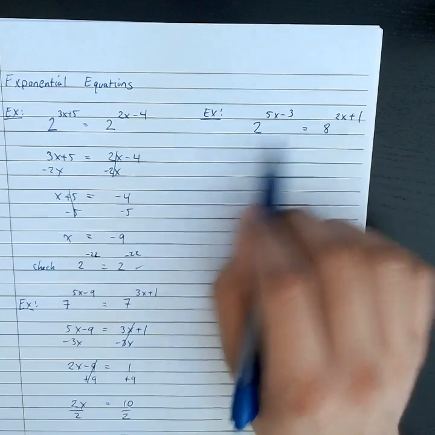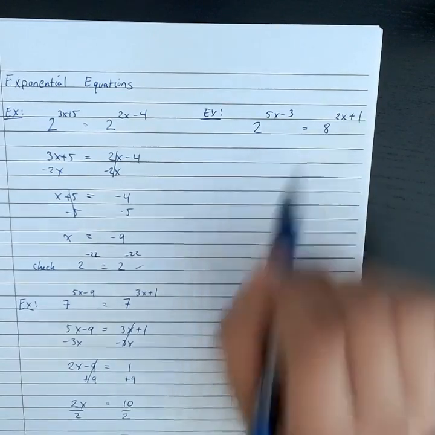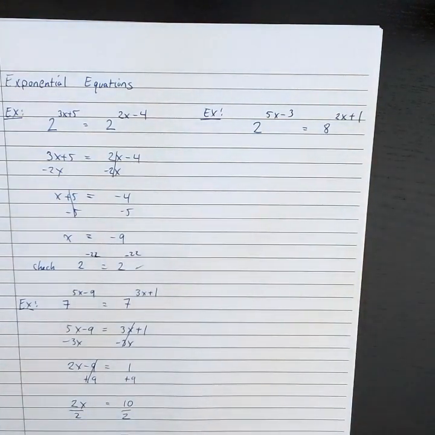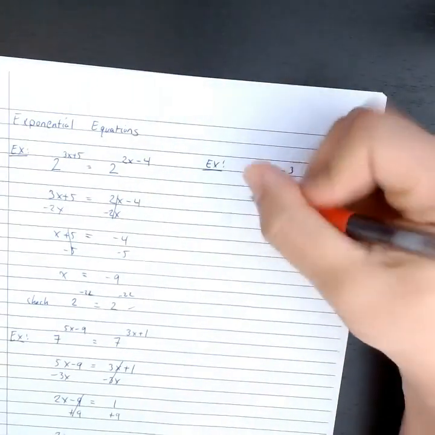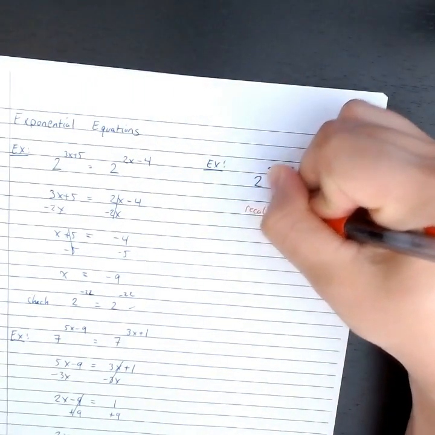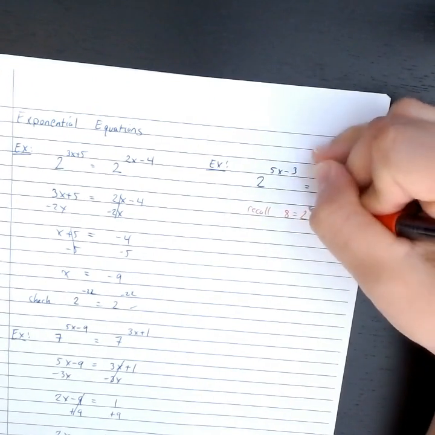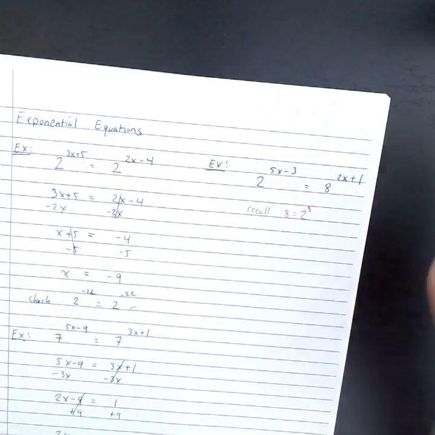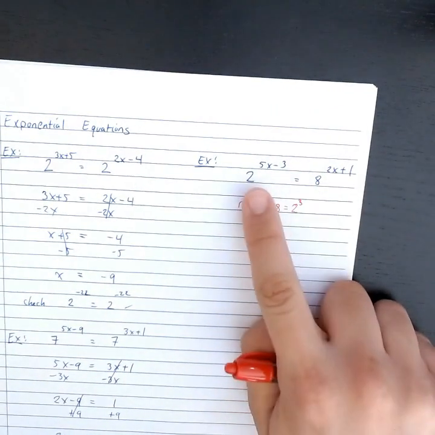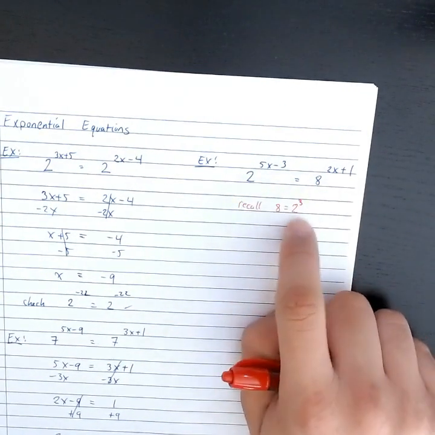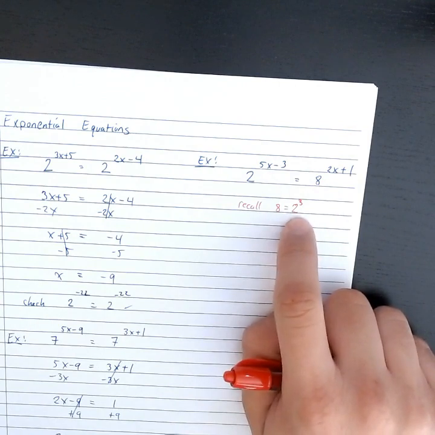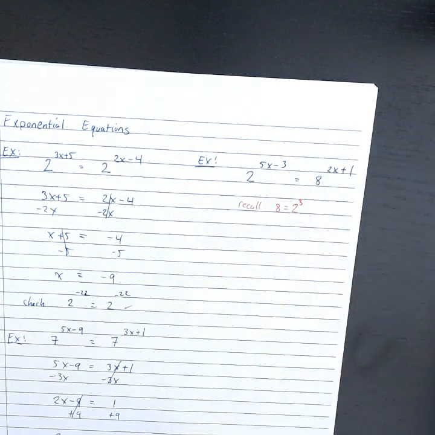2 and 8. They may not look like they have the same base, but they do. Because after all, recall that 8 is nothing more than 2 to the third power. So even though 8 and 2 have a different base, they really don't, because I can write 8 as a power of the number 2.